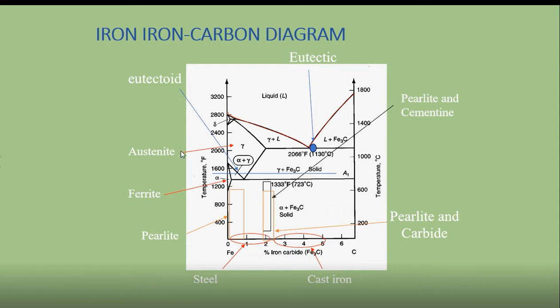Here you can see some names: austenite, ferrite, pearlite, and cast iron, pearlite and carbide, then pearlite and cementite. Likewise, those are the phases of steel. Those are the names here: gamma, alpha, beta. Here we can identify those phases by the iron carbon percentages.